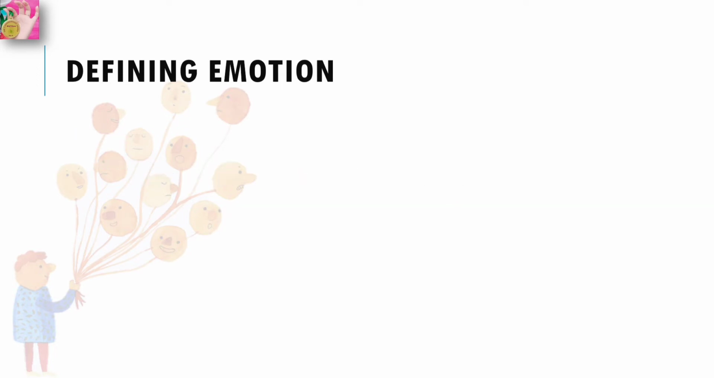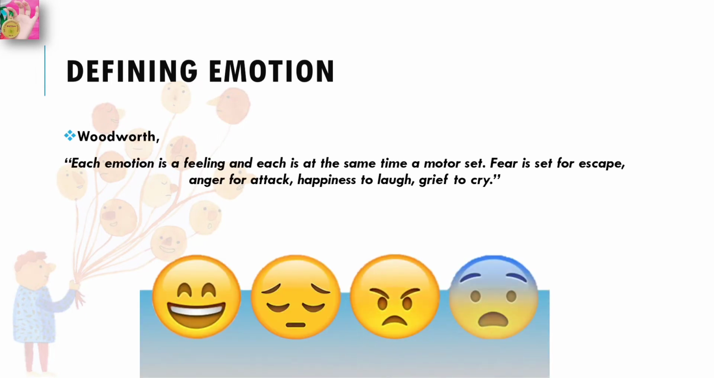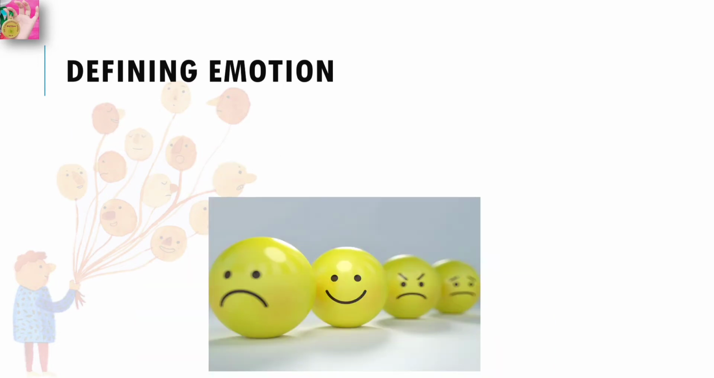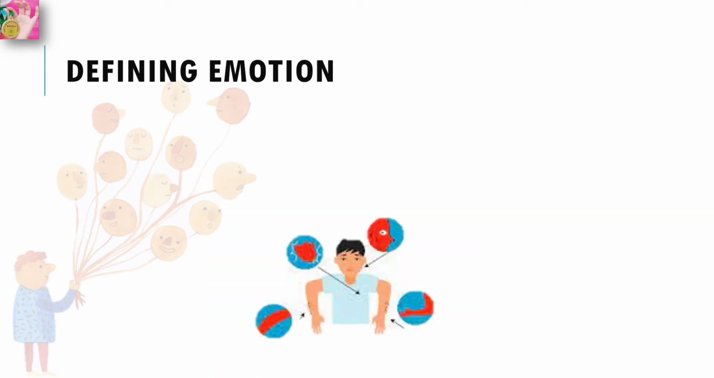Now, the next definition is by Woodworth. According to him, each emotion is a feeling and at the same time a motor set. Fear is set for escape, anger for attack, happiness to laugh, and grief to cry. The next one is given by Gates, and according to him, emotions are the episodes in which the individual is moved or excited.